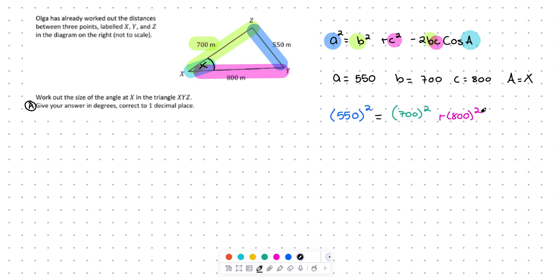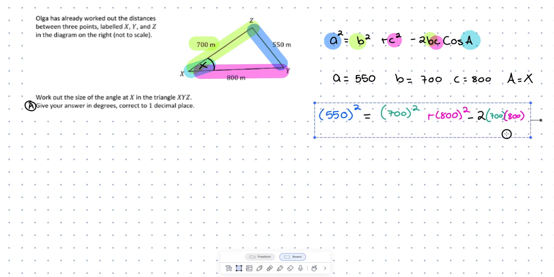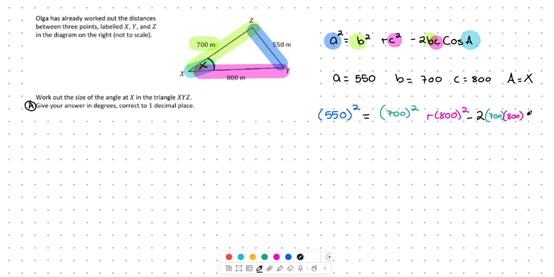And then I'm going to have plus c squared, which is going to be plus 800 squared. And then we're going to have minus 2 multiplied by, because they're side by side, no symbol in between, 2 multiplied by b, which is 700, multiplied by c, which is 800, multiplied by cos of the angle A. So I'm going to slide this over, and I'm going to have cos of the angle A.